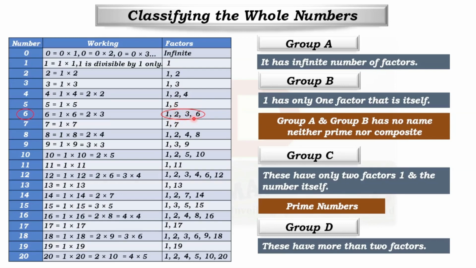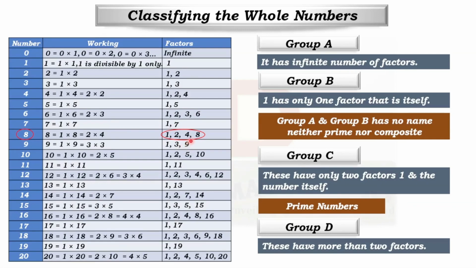The number 8 has four factors: 1, 2, 4, and 8 itself. Means more than two factors. Here 2 and 4 are the other factors, from the factors 1 and 8, the number itself.